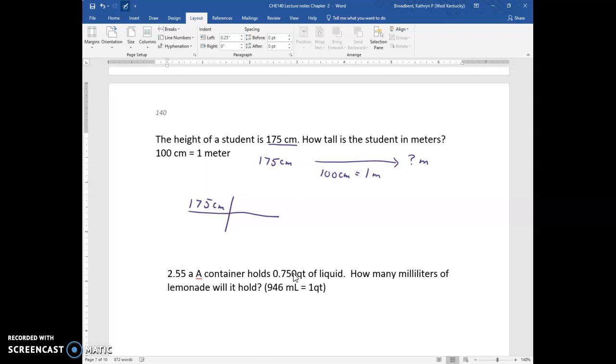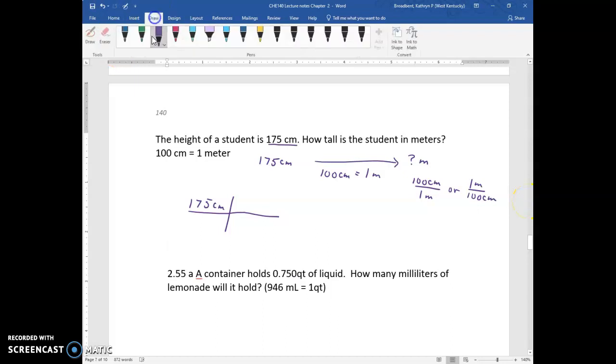And then we want to look at our two possible conversion statements. One is 100 centimeters over 1 meter, or we might have 1 meter over 100 centimeters. We'll want centimeters to disappear, so we're going to pick this one. That'll put centimeters on the bottom and meters on the top. We want our answer in meters. So we're going to put 1 meter, 100 centimeters, and our answer will be 1.75.